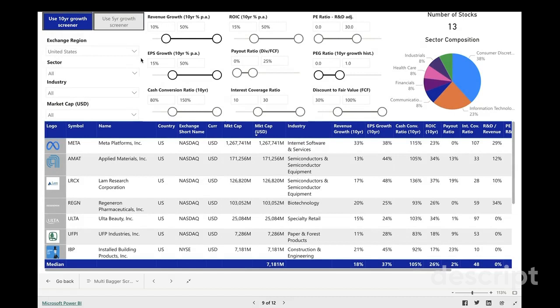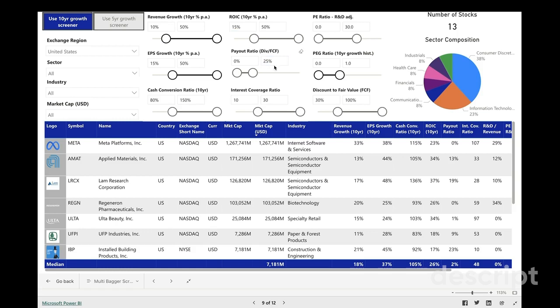Next, adjust the sliders to set your desired criteria for each metric. The default settings are revenue growth, greater than 10% per annum over the last 10 years. Earnings per share growth, greater than 15% per annum over the last 10 years. Cash conversion ratio, greater than 80% on average over the last 10 years. Return on invested capital, greater than 15% per annum over the last 10 years.